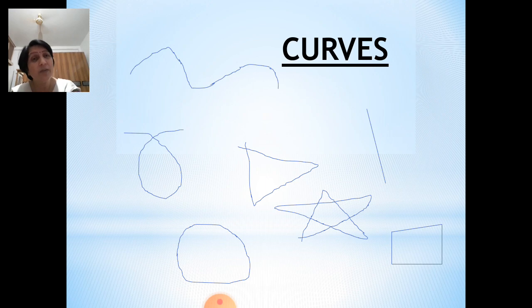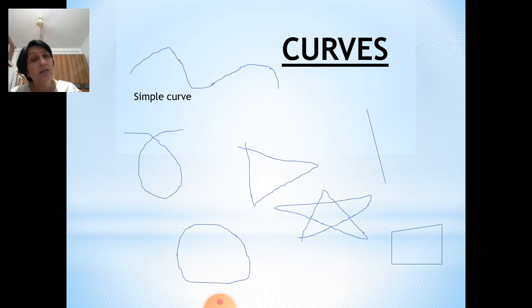Here many different types of curves are shown. In some, the starting point and the end point are different. So these types of figures in which the starting point and end point are different are called open curves. Some of the figures or curves have the same starting and end points. Those are called closed curves. So in this you can see the first one.